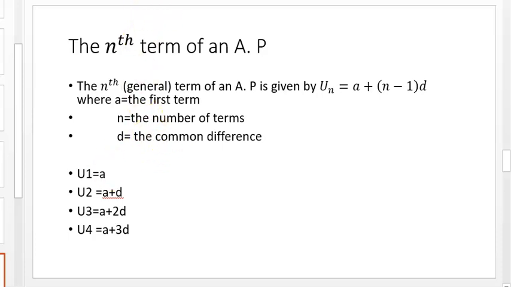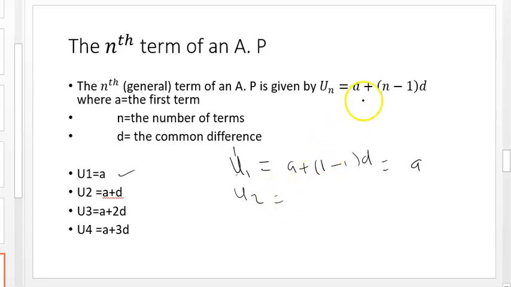Let's prove this formula. How can we get the first term, second term, third term? For the first term, U1, n here is 1. So A plus (1 minus 1) times D. And what is 1 minus 1? 0. 0 times D is 0. A plus 0 is A. So that's why it's the first term.